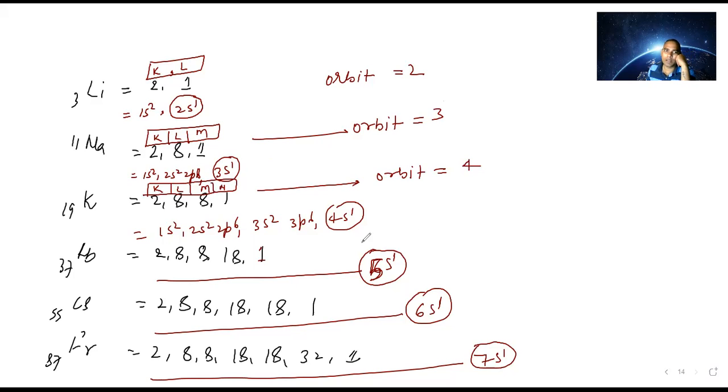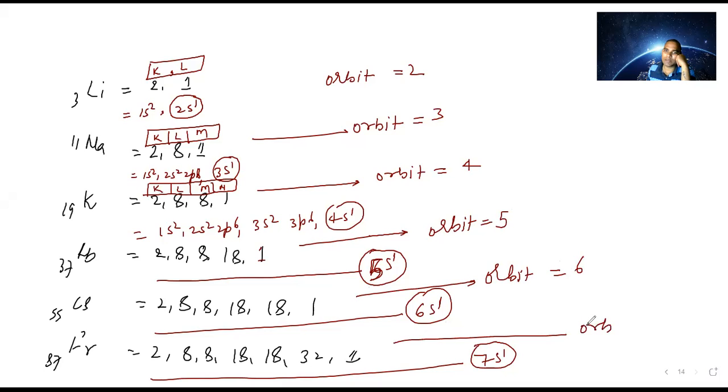If you are going for rubidium, the number of orbits will be five. For cesium, how many orbits? This is going to be six. Now francium, how many orbits will be there? Seven. Can you understand this number of orbits? Yes or no?